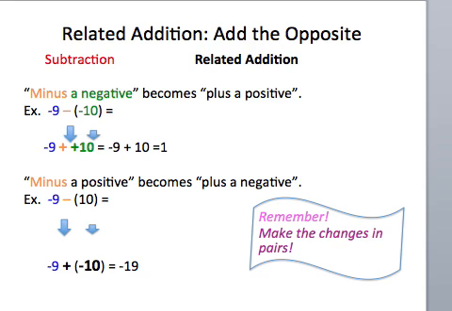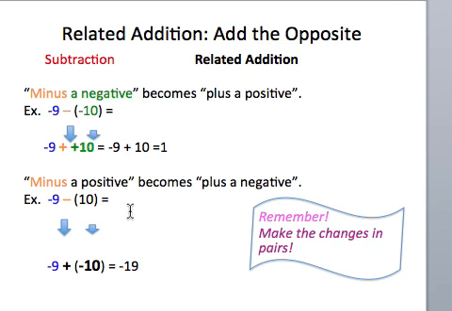So another way to think about related addition is by using the pattern add the opposite. When you have the subtraction problem -9 minus -10, so minus a negative, you change the subtraction to addition, and you change -10 to +10. So you add the opposite. We're adding the opposite of -10. That gives us -9 plus 10, which equals 1.